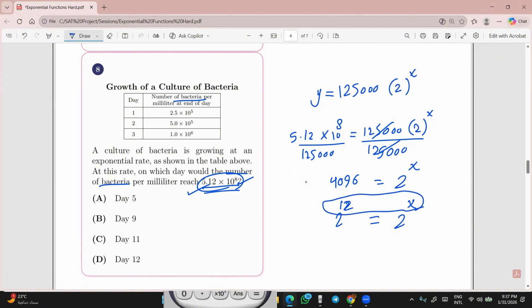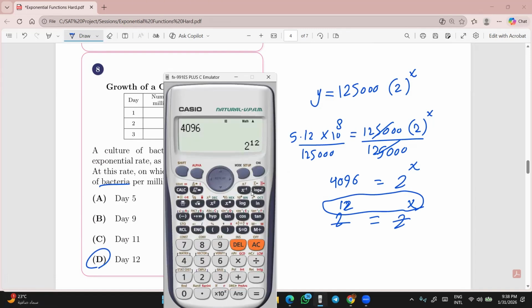So x is equal to 12 because the base is the same as the base. So the 12th day is the answer. Here, how can we use this again? For example, if you know that 27 is 3 to the power of 3, we can write 27 equals 3 to the power of 3. It gives you that exponential method of expressing the number.